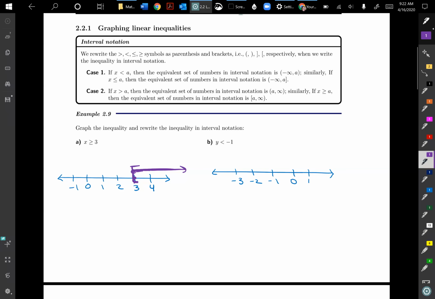So now for B, y is less than -1. This one does not have the equal sign. So we would put an open circle, or we would put a curved bracket, or parenthesis, usually we call them. And we're looking at anything that is below that, going off toward negative infinity. So I'm going to write it like that. Or you could have an open circle. Either one of those is okay.